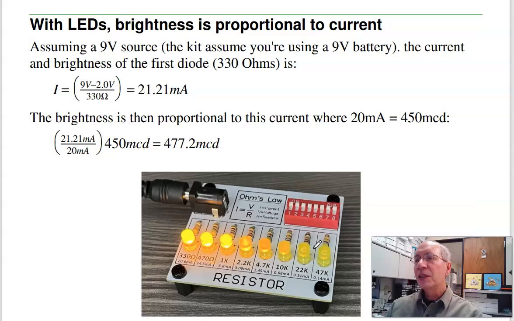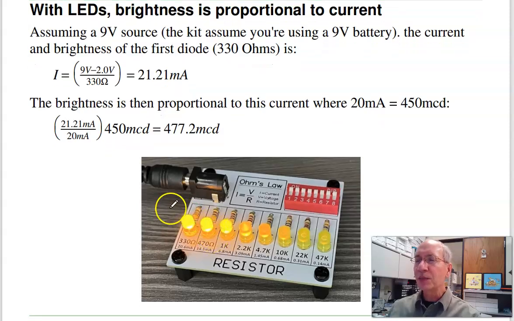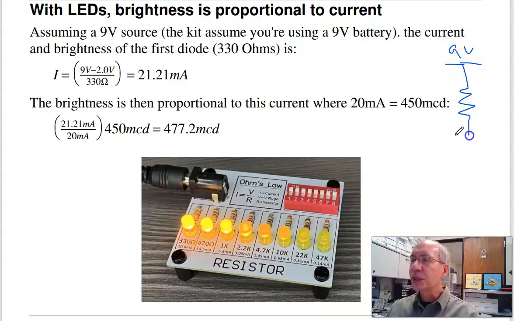With LEDs, brightness is proportional to current. So for example, here is a soldering kit you can buy from Amazon. It's got 8 LEDs with resistors. What the circuit looks like, I've got a 9-volt battery, provides power. There's a resistor that I can switch in and out. These are the switches and the resistors, 330 ohms, 470 ohms, 1K, 2K. I've got a yellow LED going to ground.